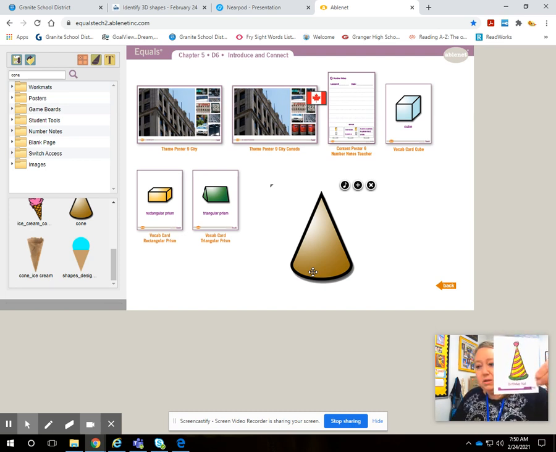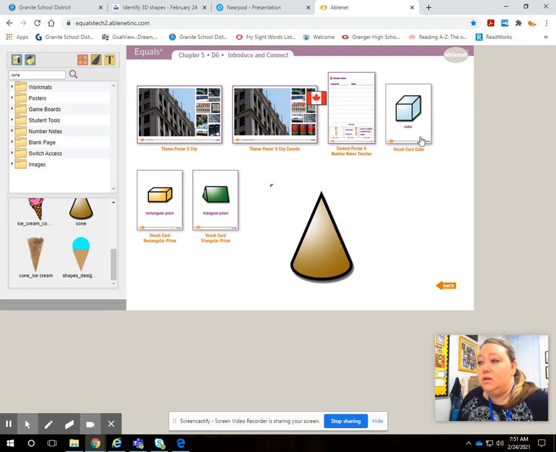Some other examples of a cone might be a birthday hat. So there's a picture of a birthday hat. That would be a cone. And another example would be a funnel. A funnel is also cone shaped with a circle on one end, makes a triangle when you look at it from the side.